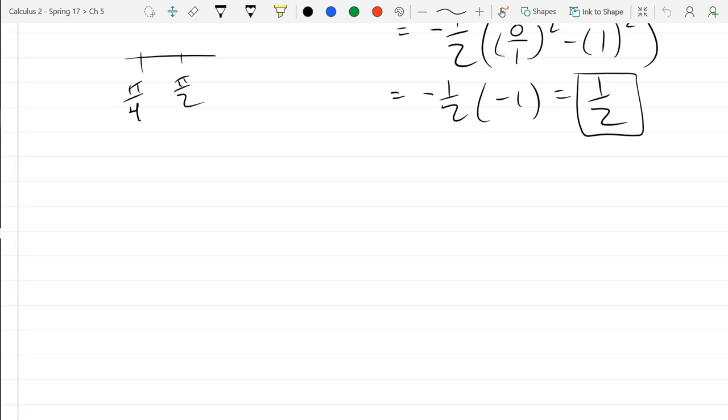So we'll look at symmetry, how we can use symmetry to integrate over a smaller interval.